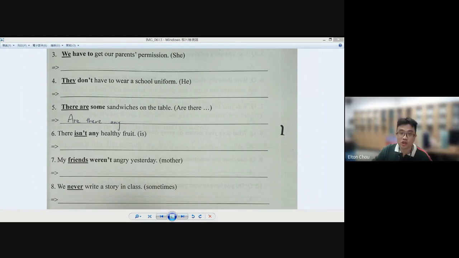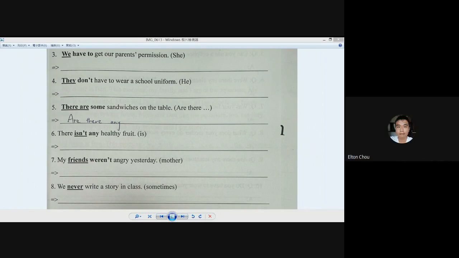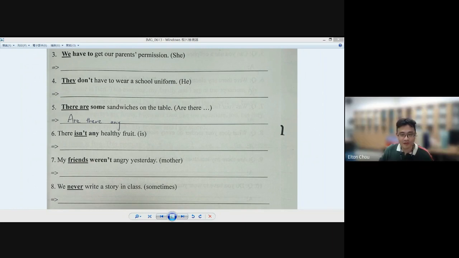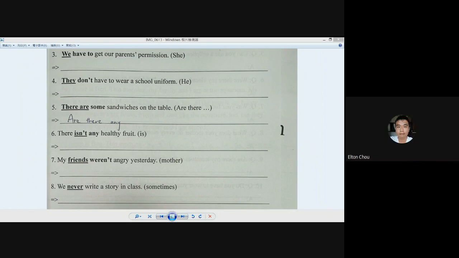He has to change it to she. So she has to, right? Okay, so how about they don't have to? Actually, I just showed you: have to, don't have to, has to, doesn't have to, on the other page, right? I believe you can find the answer.